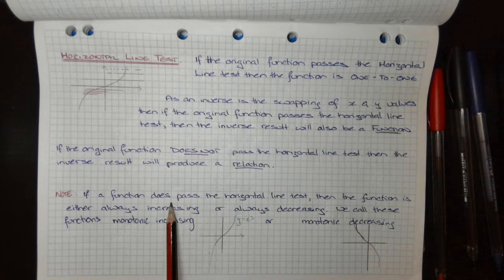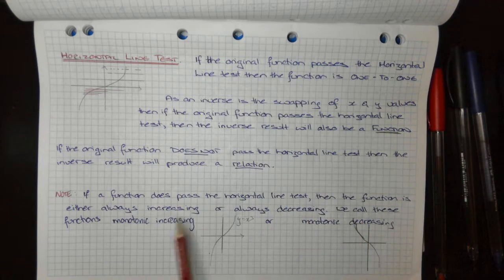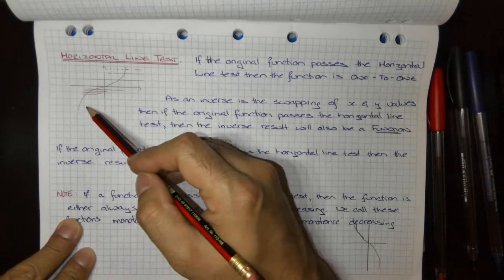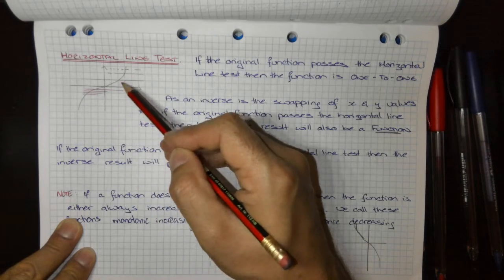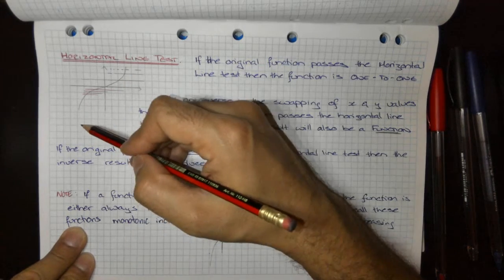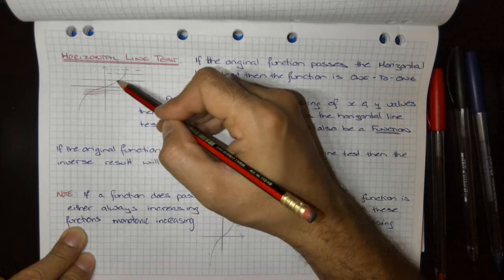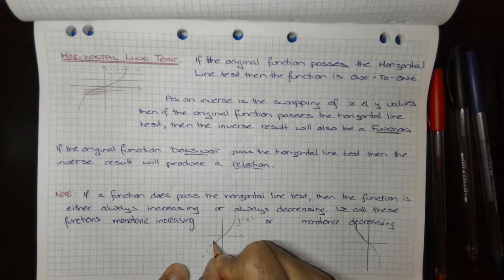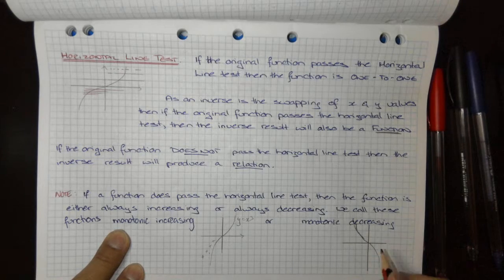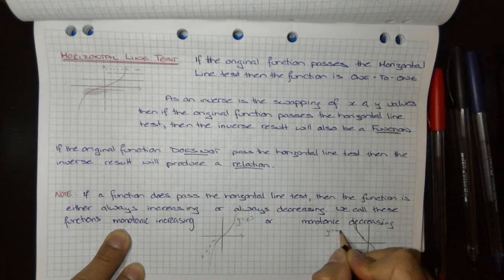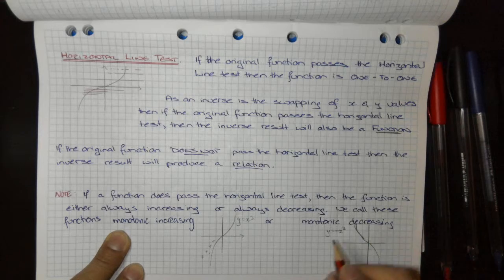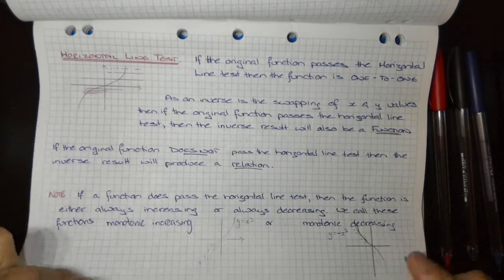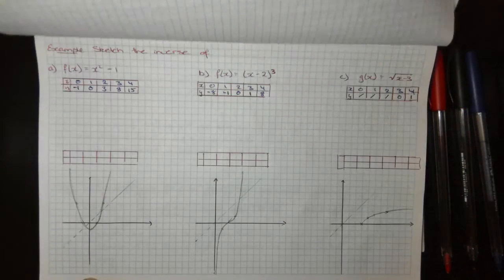If a function does pass the horizontal line test, then the function is either always increasing or always decreasing. So for example, y equals x cubed is always increasing, and we call these monotonically increasing. It's constantly increasing. If you get y equals negative x cubed, that's monotonically decreasing. It's constantly decreasing. Concavity changes at the point of inflection, but it's monotonically decreasing.